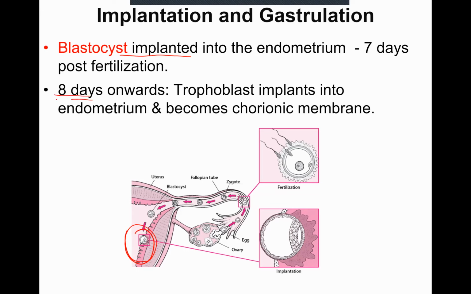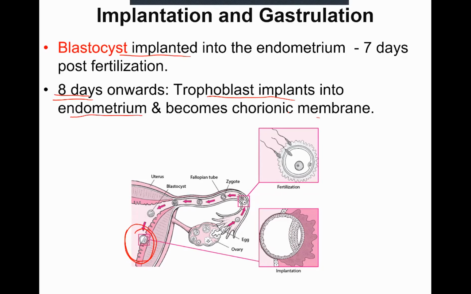So 8 days onward, the trophoblast implants into the endometrium and becomes the chorionic membrane. Okay, trophoblast implant. What does it mean by trophoblast implant? So we have here, this is the trophoblast. Ingat balik kan? Ini trophoblast. Ini inner cell mass that has rearranged into epiblast and hypoblast. So you can see that the trophoblast implants in the wall of the endometrium and becomes the chorionic membrane.